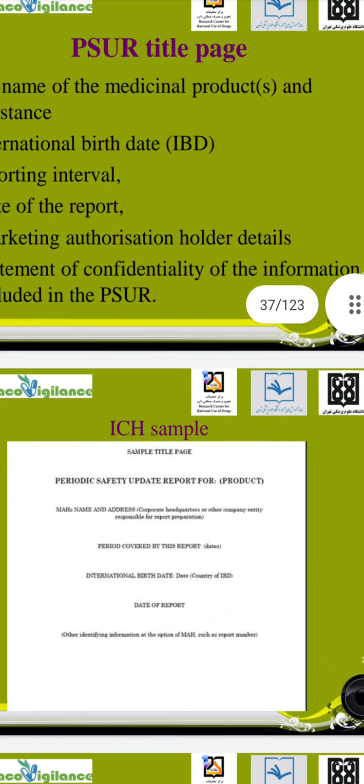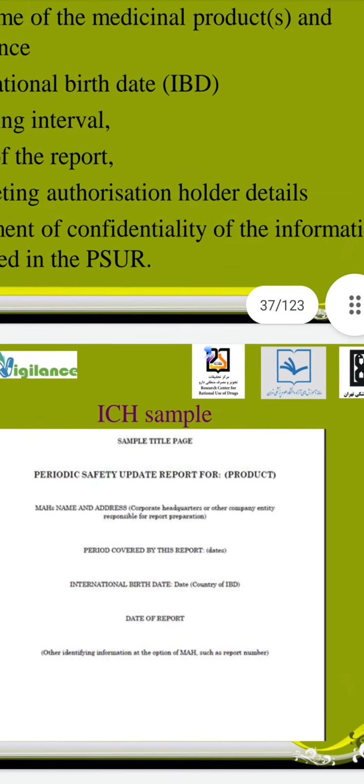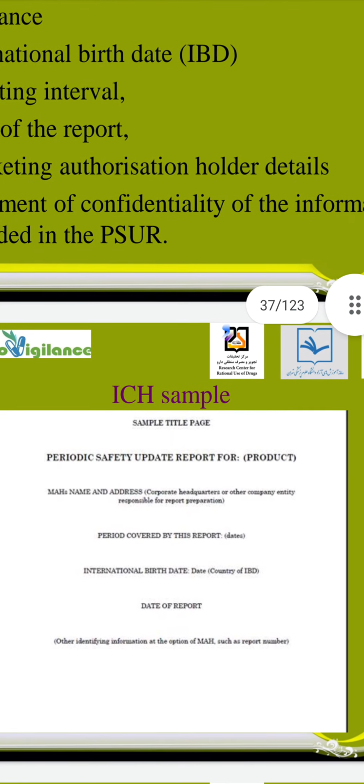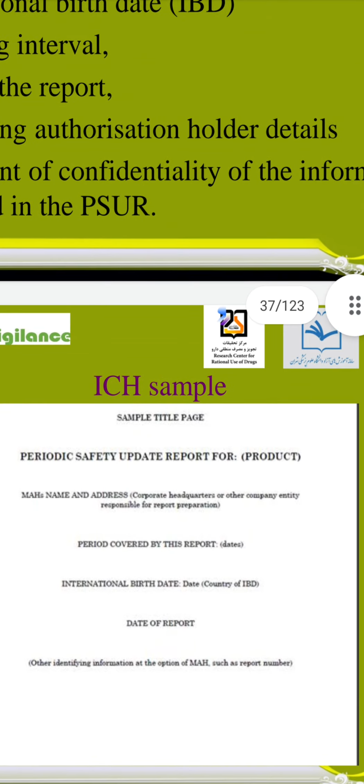ICH sample. In this ICH sample, you see the sample title page, periodic safety update report for product such, MAH, name and address, corporate headquarters or other company entity responsible for report preparation, period covered by these reports, dates, international birth date, country of IBD, date of report, and other identifying information at the option of MAH such as report number.